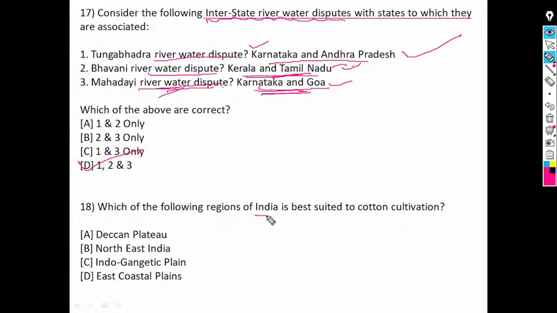Which of the following regions of India is best suited to cotton cultivation? Deccan, Northeast India, Indo-Gangetic Plain and East Coastal Plain. Okay, that is your A. Deccan Plateau for cotton cultivation.